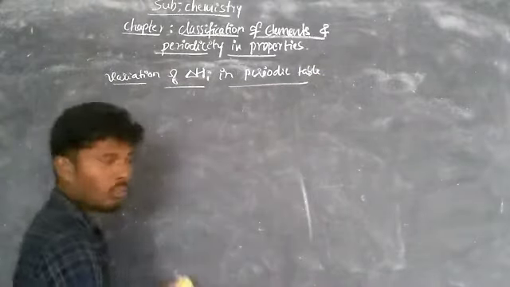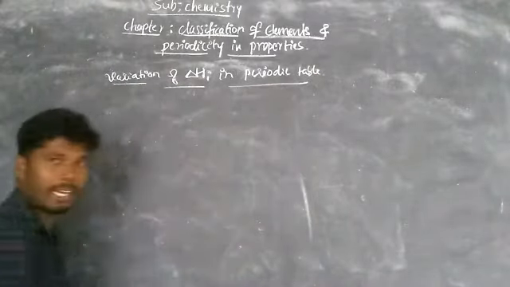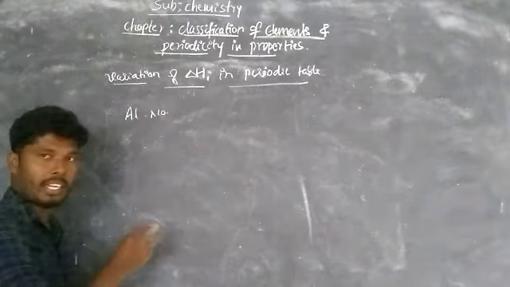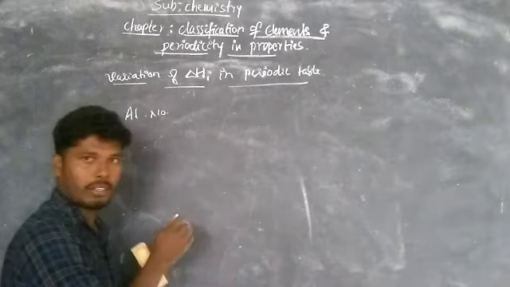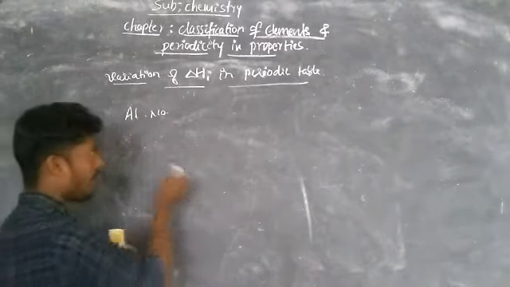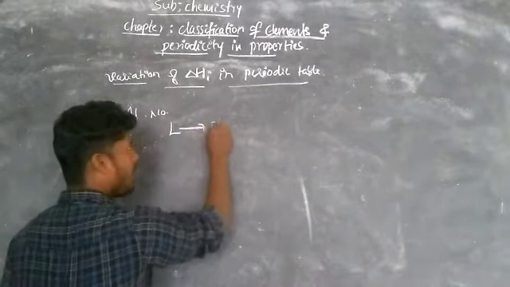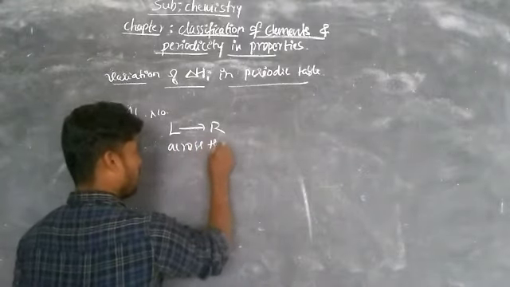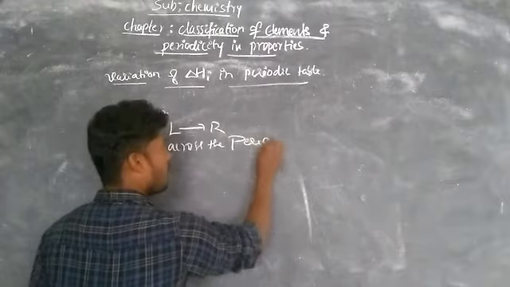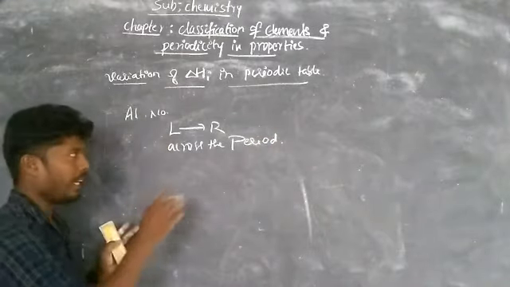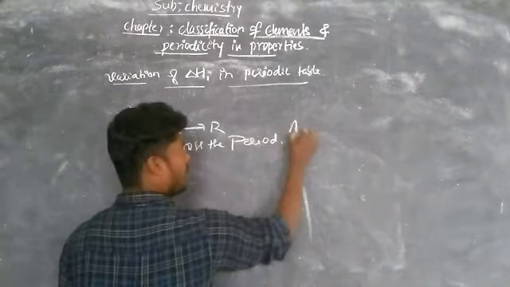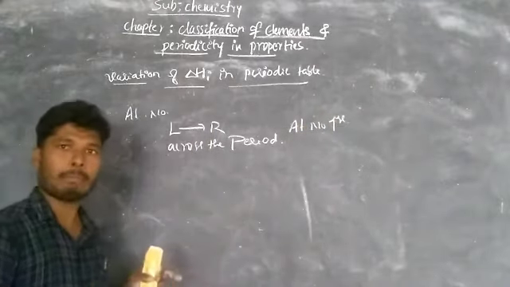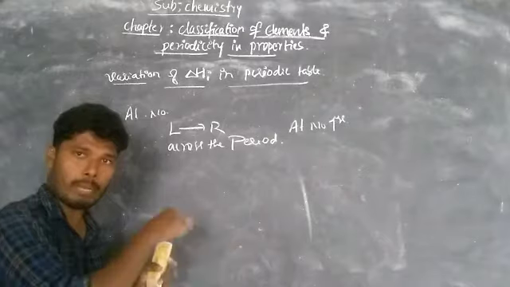So you know, in the periodic table, the atomic number increases across the period. Across the period means that from left to right we are moving. So across the period, what happens? The atomic number increases. It means the electrons will enter into the same shell.